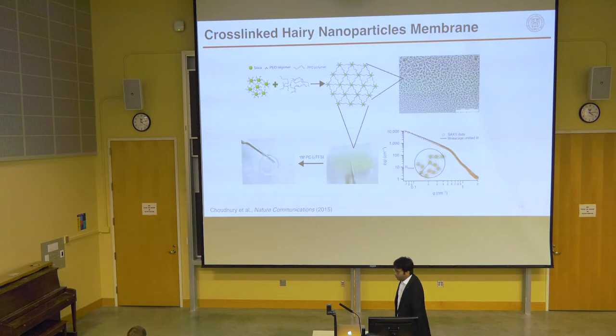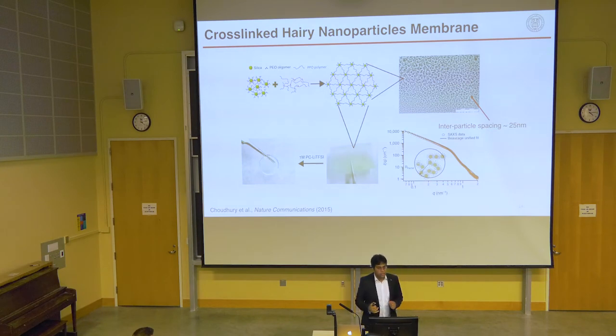And for that, we designed the cross-linked hairy nanoparticle membrane, as shown here. This was done by grafting PEO chains on silica nanoparticles and then cross-linking them with polypropylene oxide to form this macro structure. Here I'm showing the TEM micrograph of this membrane, which shows that the particles are well separated from each other, and the interparticle distance here is about 25 nanometers.